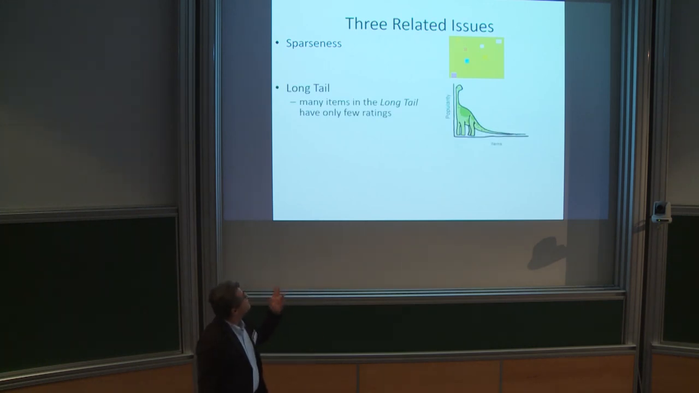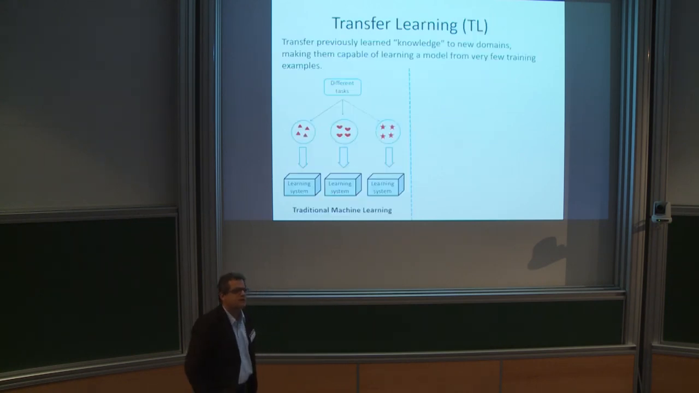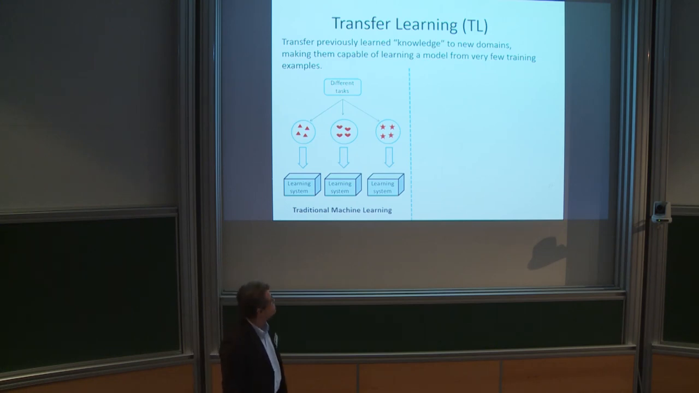This means that many items located in the long tail have only a few ratings. We also have the problem that we call cold start, where certain users or certain items don't have enough data for us to make a good prediction regarding them. So we need to address these issues. And one way that we did this was to use transfer learning.